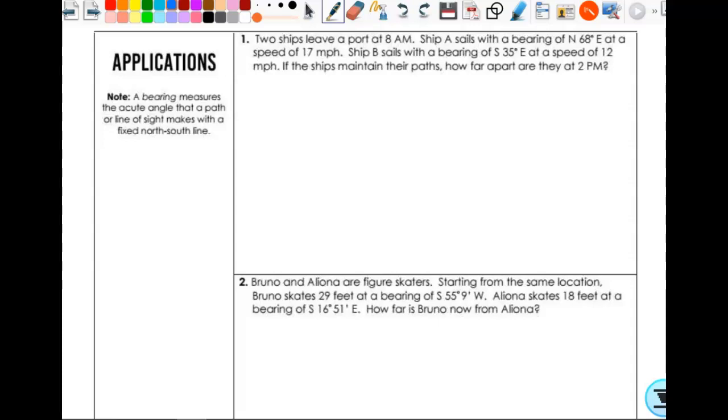Okay, so when you're going to have to draw a bearing or draw something on a specific bearing, you need a little north, south, east, west place to start. So this is my little compass here, so I know what's going on there. I'm going to start here because it says that they leave port, so this is port. Ship A is going to sail at a bearing of north 68 degrees east. So this is ship A, and this right here would be 68 degrees.